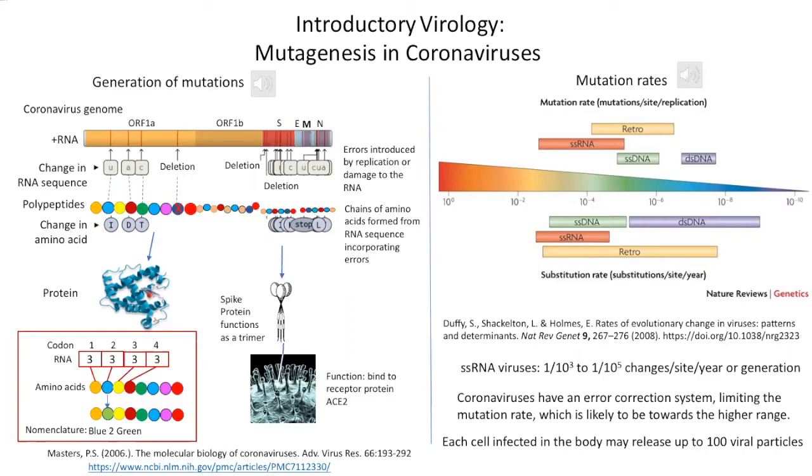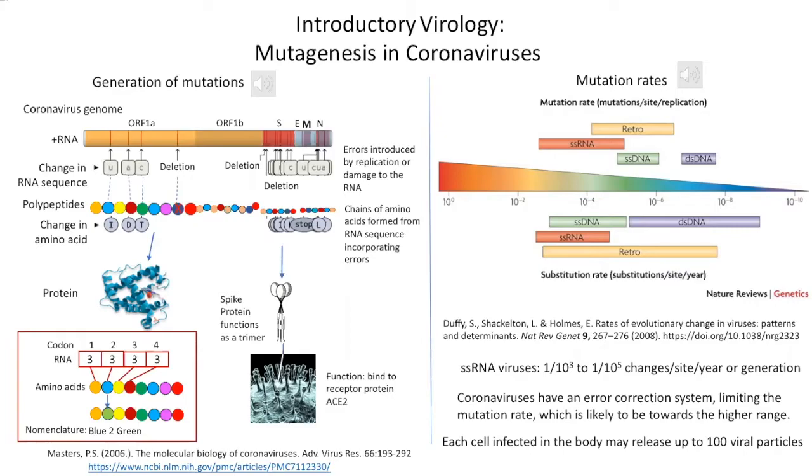mutants per site per generation, or whether you're measuring mutation rate as substitutions per site per year, we can see that the single-stranded RNA viruses have the greatest range of mutation rates, that vary from 1 in 1,000 to 1 in 100,000.